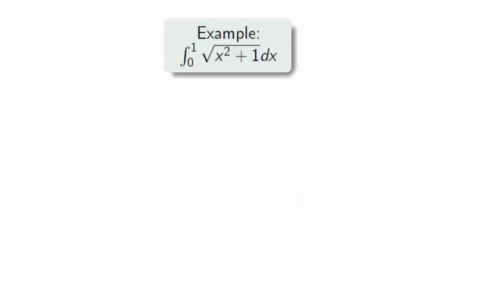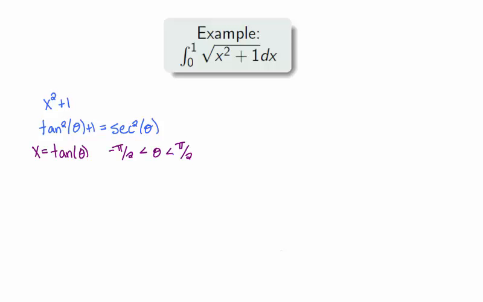Let's look at another example. Take the integral from 0 to 1 of the square root of x squared plus 1 dx. None of our previous methods work for this integral, so we wish to perform a trigonometric substitution. Note that the form of the radicand x squared plus 1 matches that of the identity tan squared of theta plus 1 equals secant squared of theta. Thus we make the substitution x equal to tan of theta with negative pi over 2 less than theta less than pi over 2. So dx equals secant squared of theta d theta.